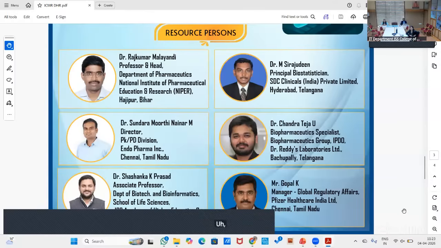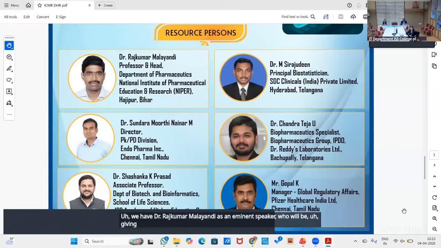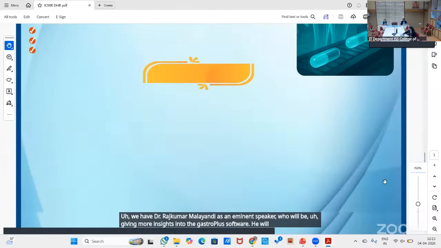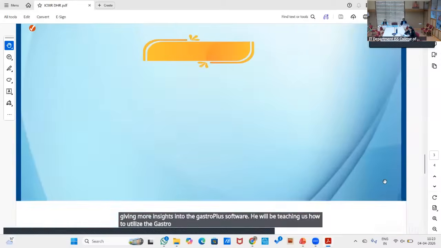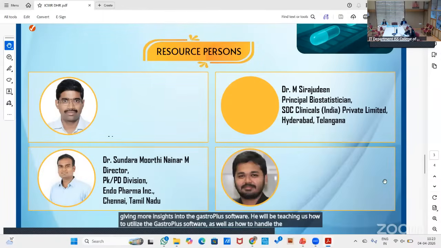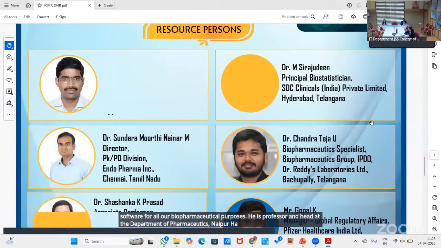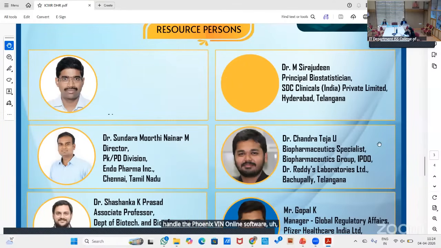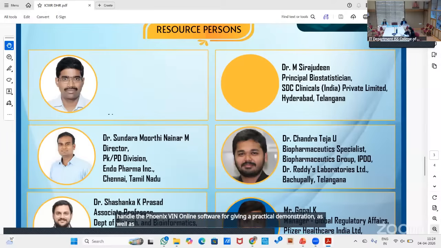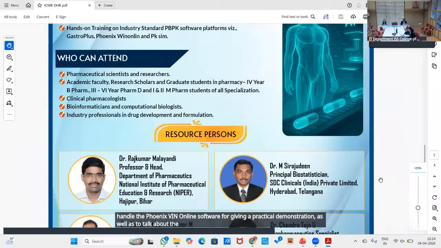We have Dr. Rajkumar Malayandi as an eminent speaker who will be giving more insights into the GastroPlus software. He will be teaching us how to utilize the GastroPlus software as well as how to handle that GastroPlus software for all our biopharmaceutical purposes. He is professor and head at the Department of Pharmaceutics, Naipur Hajipur, and to handle the Phoenix WinOnline software for giving a practical demonstration as well as to talk about the applications of WinOnline softwares.